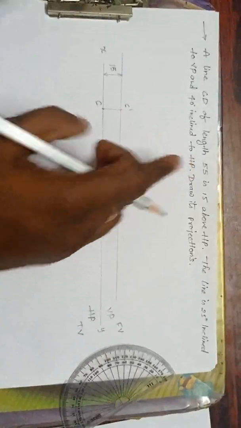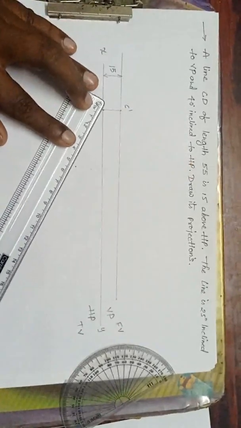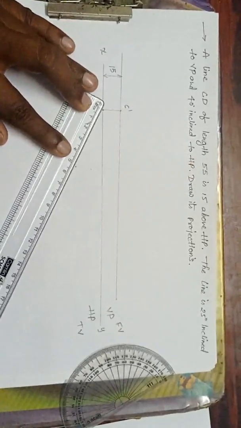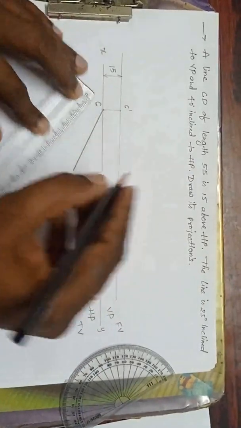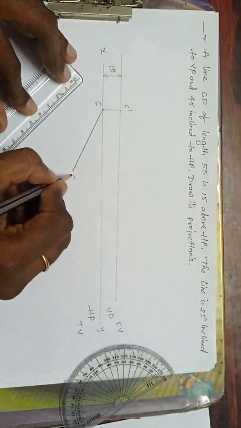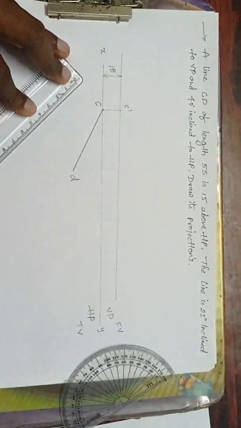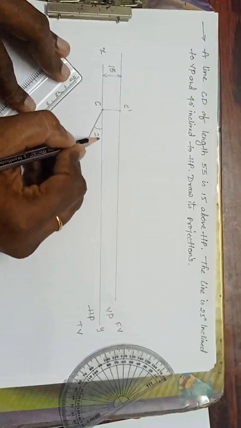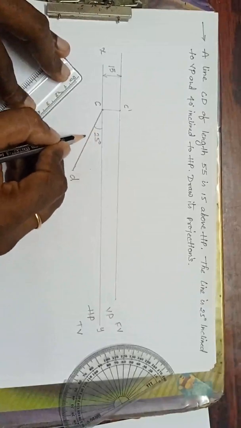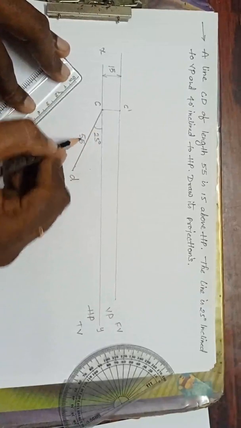Now, length of the line how much? 55. I am drawing 55 length at an angle of 25 degrees. So this is the point D. Angle is 25 degrees, length is 55. I have to mention it.